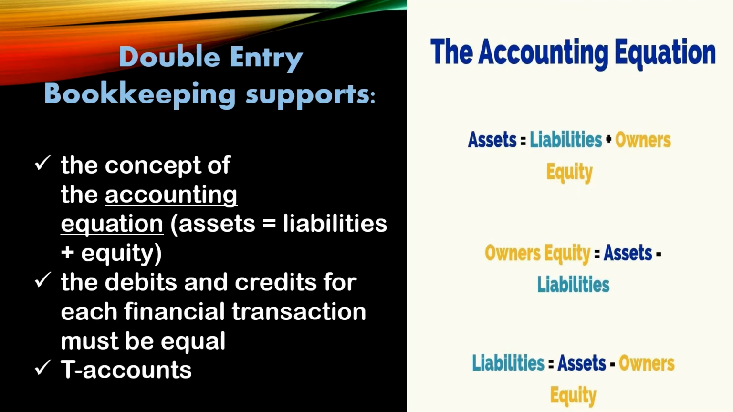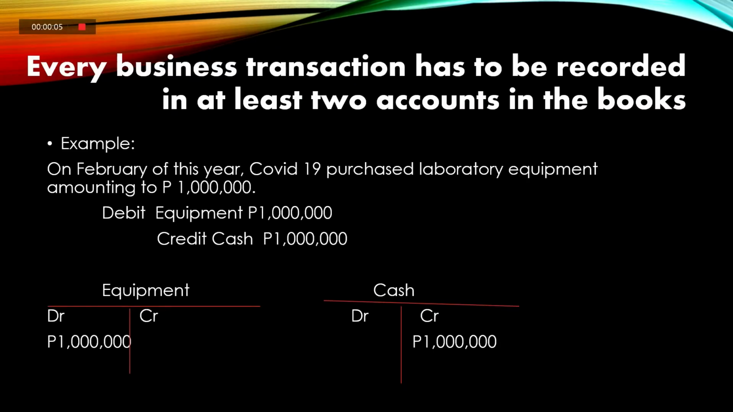The T accounts. To emphasize the double entry bookkeeping system, that every business transaction has to be recorded in at least two accounts in the books, we have here an example. In February of this year, the company purchased laboratory equipment amounting to 1 million. The journal entry is debit equipment amounting to 1 million and credit cash amounting to 1 million.